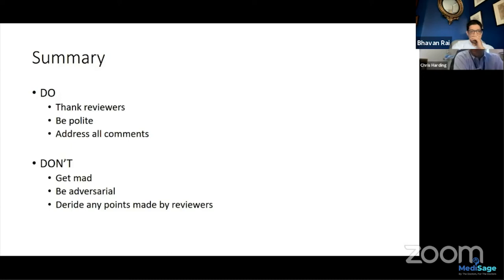Don't be adversarial. This is not a battle between you and the reviewers. They're trying to work with you to make your paper better and make it nearer to the threshold for publication. And following on from that, you mustn't deride any points made by the reviewers, because that will just put their backs up and make it more likely that you have an adverse outcome. So I hope that summary has been useful. And with regards to your responses to reviewers, I think they are the main points that I always follow. But if I was to pick out one thing, it would be to be grateful and be polite. Thank you very much for listening.